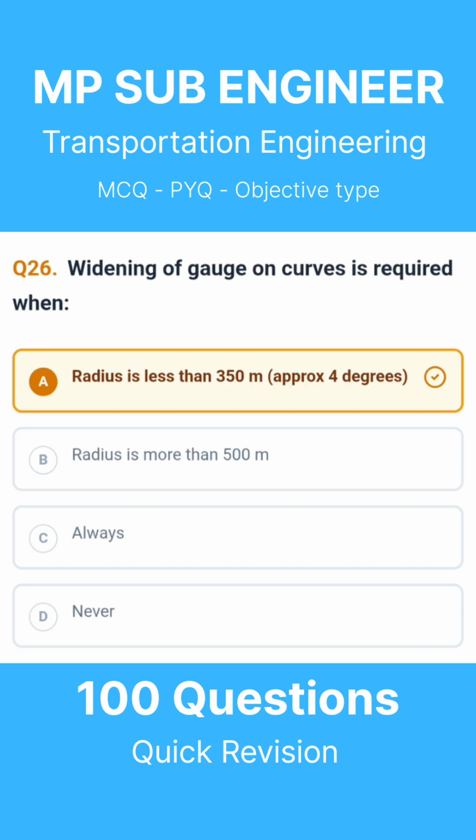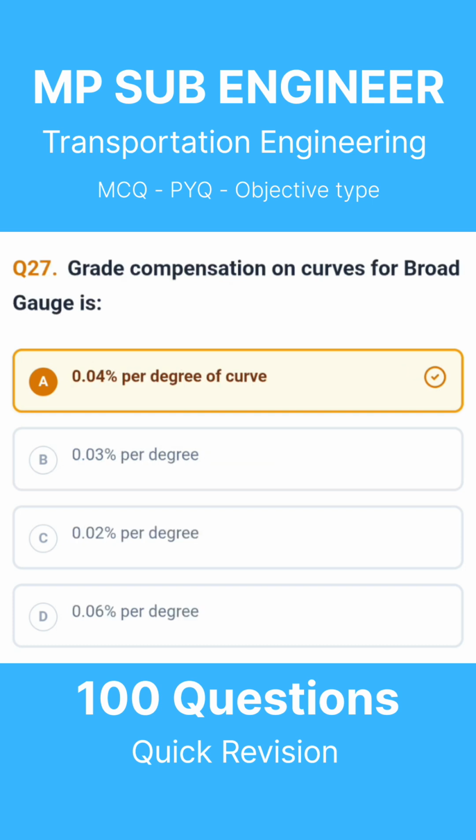Question 26. Widening of gauge on curves is required when. The correct answer is radius is less than 350 meters, approximately 4 degrees. Question 27. Grade compensation on curves for broad gauge is. The correct answer is 0.04% per degree of curve.